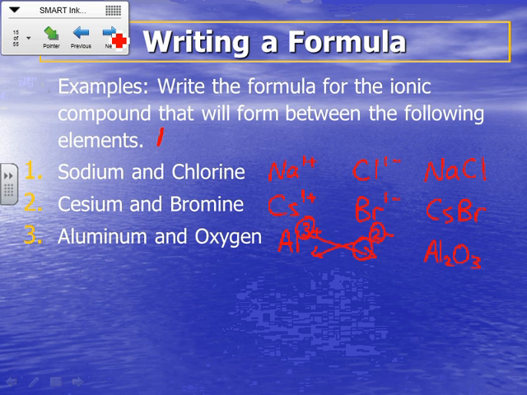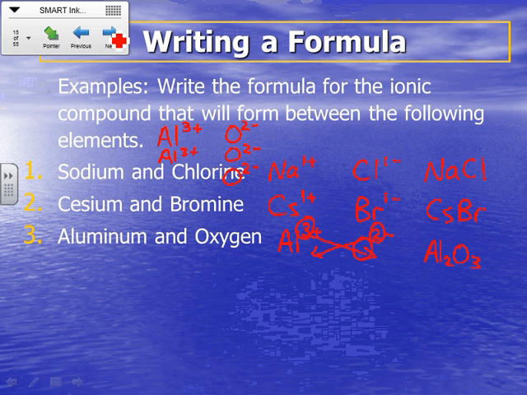Because if I have an aluminum here with a 3 plus charge, and then I have an oxygen with a 2 minus, that just doesn't work, right? So then I bring in another oxygen. Well, now I have too many negative charges, right? So now I have to bring in another aluminum. So now I've got a 6 plus charge over here, 4 minus over here. So if I have one more oxygen, then that would balance out, okay?